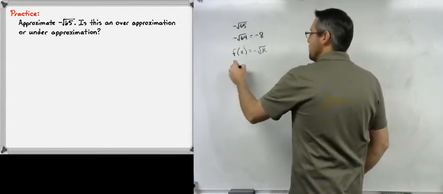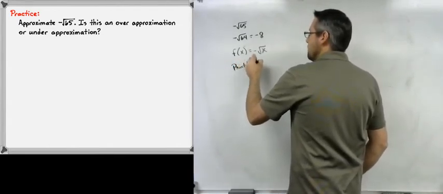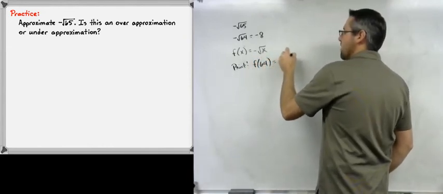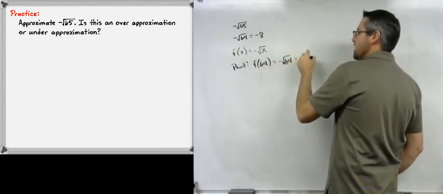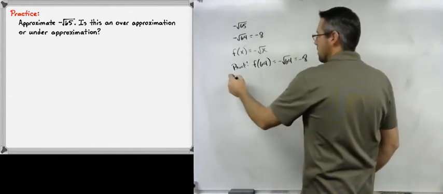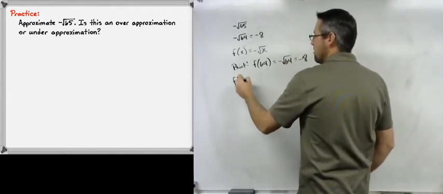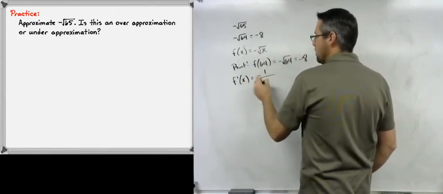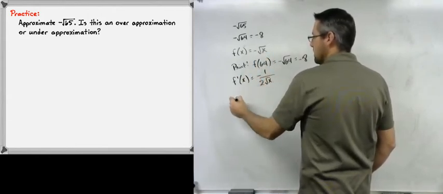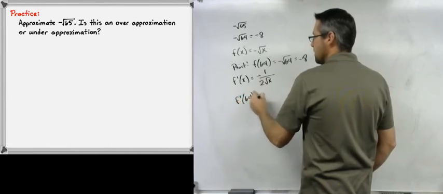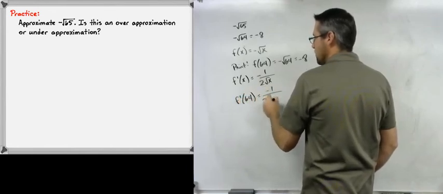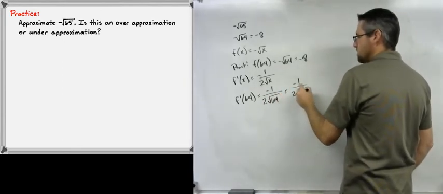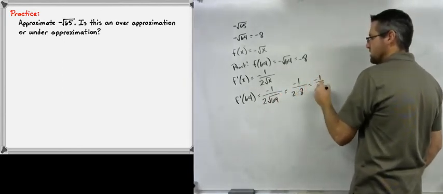So to find the point, we would say f of 64 is equal to negative rad 64, which is equal to negative 8. And then our slope, well, f prime of x is equal to, that got a negative out front there, so it's negative 1 over 2 rad x. And then plugging in 64 to that, we end up with negative 1 over 2 rad 64, which is negative 1 over 2 times 8, which is negative 1/16.